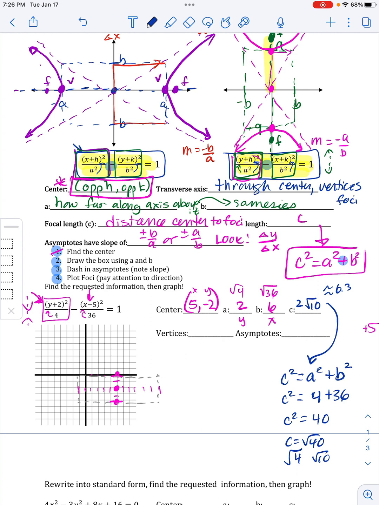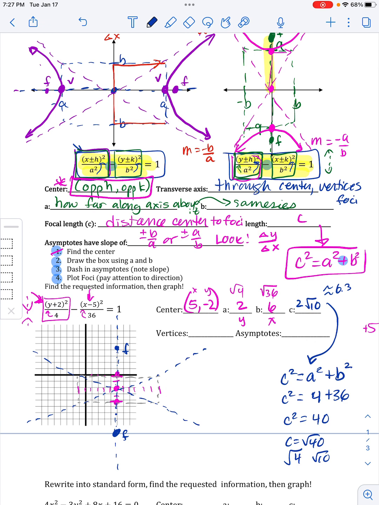So I'm looking at that and I'm thinking, okay, it has to go on that transverse axis. And my transverse axis is going in the y direction. So I'm going to be coming down here. And so my foci are going to be 1, 2, 3, 4, 5, 6.3, down 1, 2, 3, 4, 5, 6.3. So these are my focal points, and they will end up on the inside. I'm going to have an asymptote coming through here and an asymptote coming through here. Goes through the center and goes through the corners of that box.